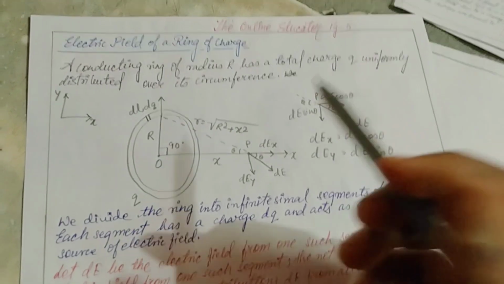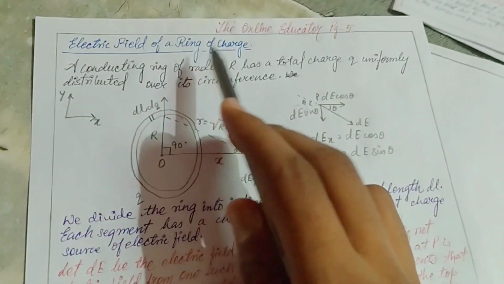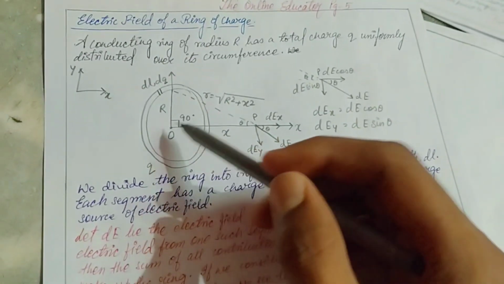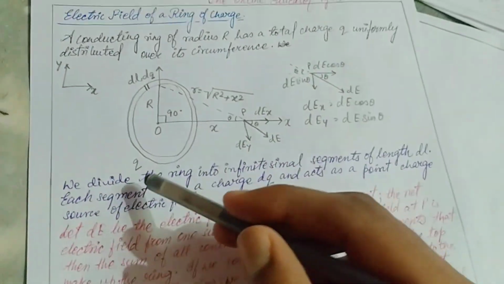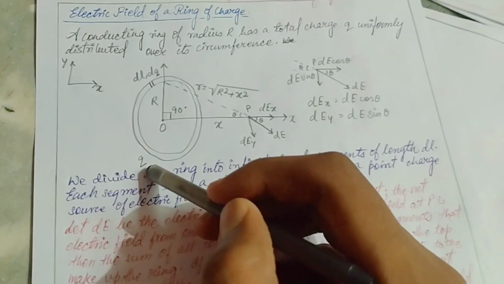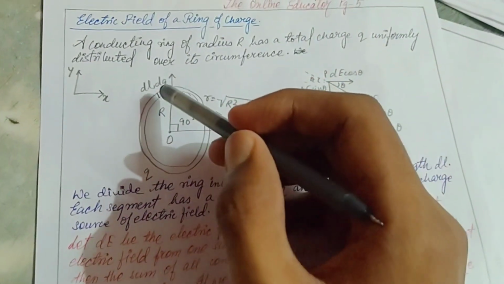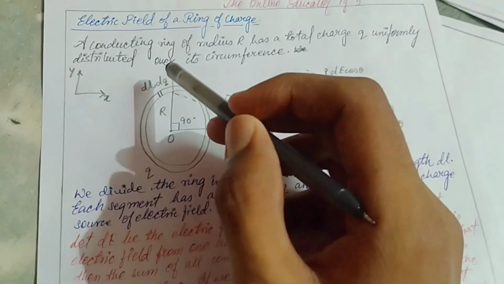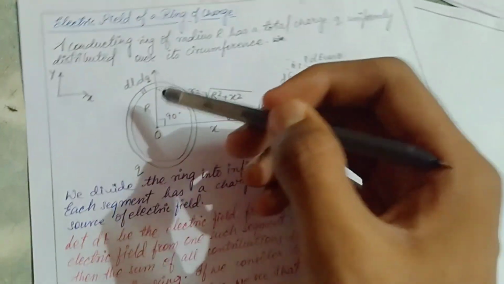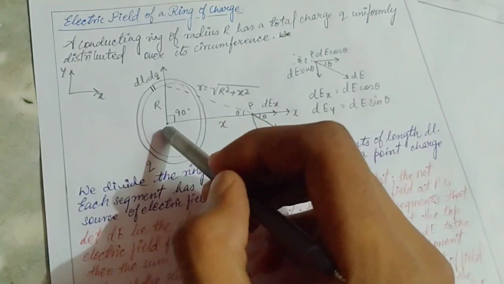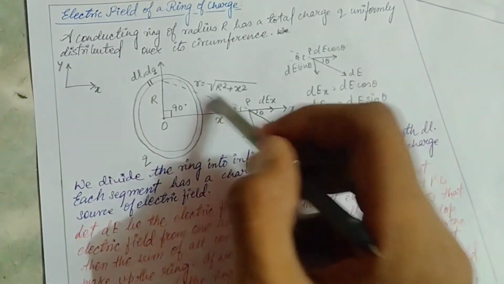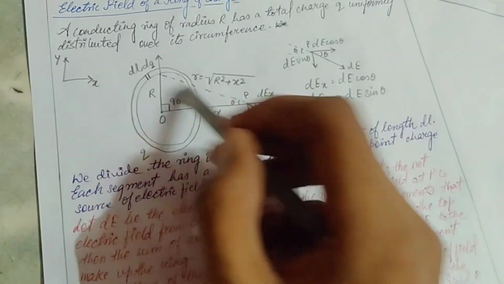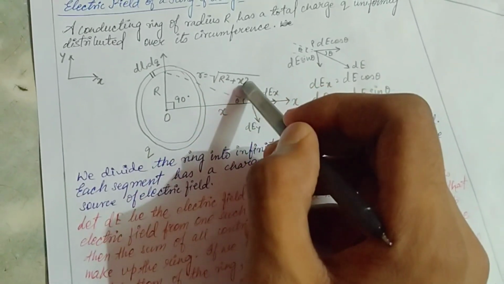Okay, now we come to the electric field of a ring of charge. Here in the ring, the charge Q is distributed over the whole ring, and we take a very small charge dq, with radius r and distance x at this point P. So we take out r, the hypotenuse. It forms a right angle triangle, so the hypotenuse is the square root of r square plus x square.